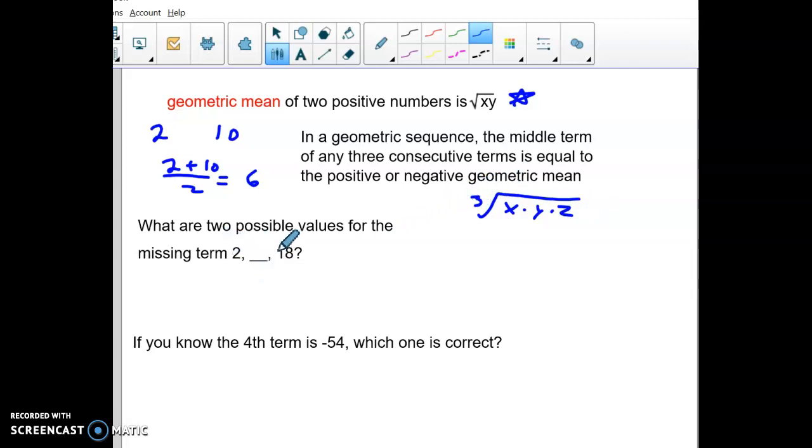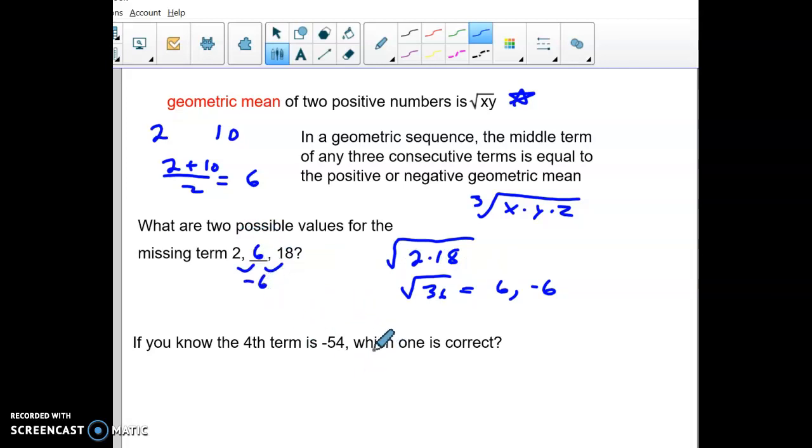So for us to fill in the middle blank here, right, we know we're multiplying by something in this geometric sequence. And to figure out what the something is, you can actually just multiply 2 times 18 and then take the square root. We get square root of 36, which is actually both 6 and negative 6. Okay, so that's why it says there's two possible values here. It could be both 6 and negative 6.